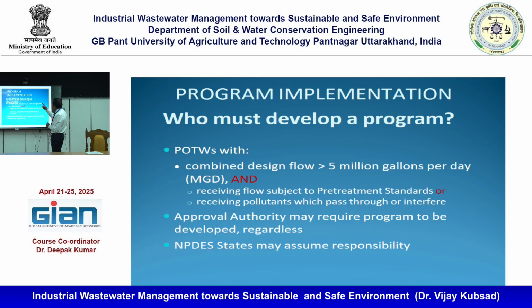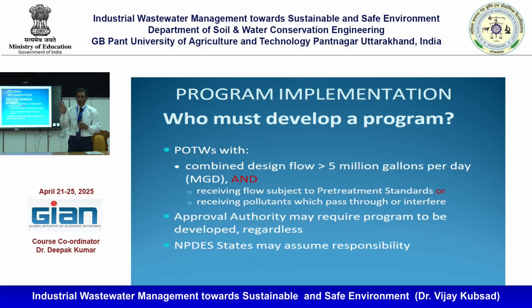Okay. Program implementation. Who must develop a program? Who must develop a program, right? A POTW, that means the city wastewater treatment plant, which has a capacity of 5 million gallons, can have the authorization. There is a small town, and if they say, oh, you give a delegation for us, we will run whatever. You don't ask me, it is not like that.